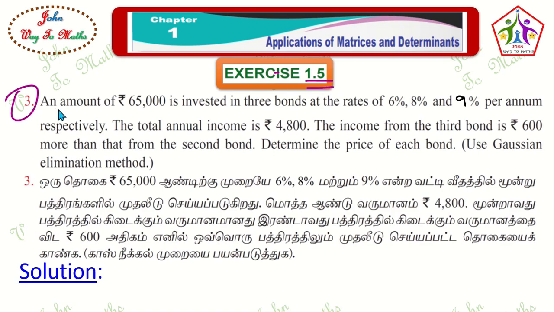So question number 3, an amount of 65,000 is invested in 3 bonds at the rates of 6%, 8%, 9% per annum respectively. The total annual income is 4,800. The income from the third bond is 600 more than that from the second bond. Determine the price of each bond.